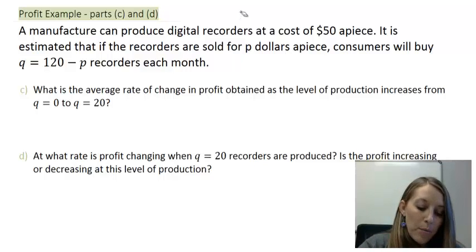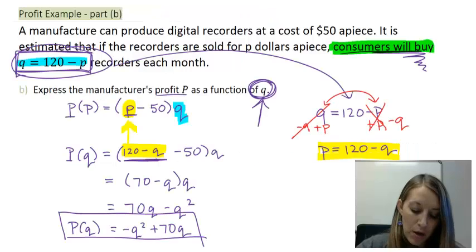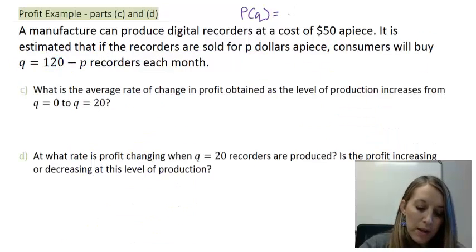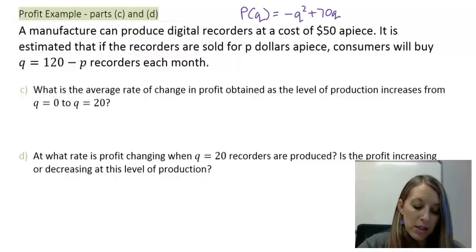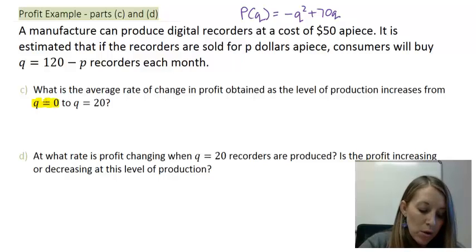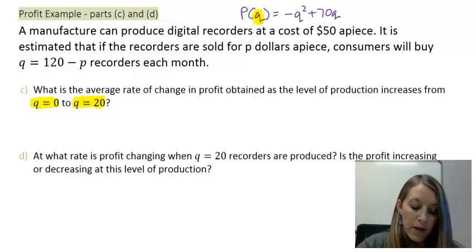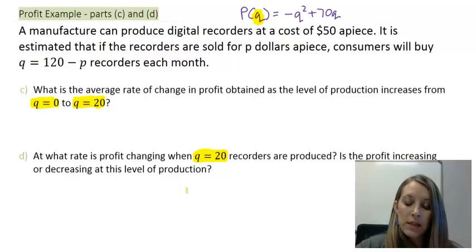So we know that our profit equation as a function of Q is equal to what we just came up with, negative Q squared plus 70Q. And we wanted it as a function of Q because notice what they have in our parts B and C. They give us the variables when Q is equal to 0 and Q is equal to 20. That's why we need this as a function of Q. Same thing in part D, they do it when Q is equal to 20. So we need to make sure that our variables are consistent.